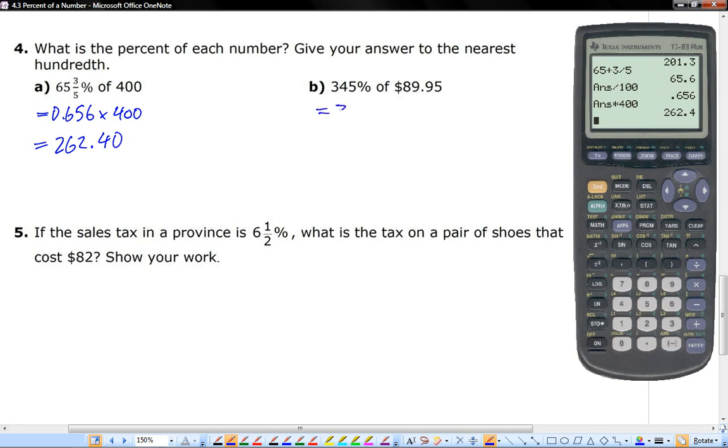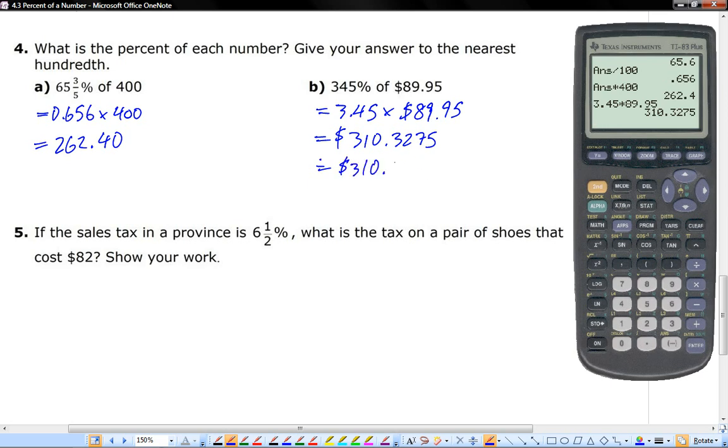Next one, 345%, 3.45. Again, you can take 345, divide by 100, multiply it by $89.95. So 3.45 times 89.95 gives you 310.3275. Since we're supposed to round this to the nearest hundredth, and of course for dollars and cents that makes more sense, to round it off that way. So $310.33, for 33 cents.